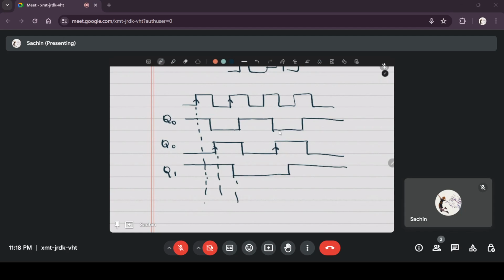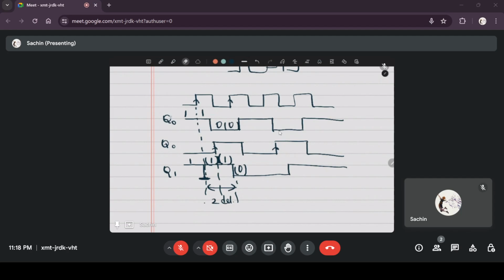So now this 1 1 was supposed to go to 0 0. In this portion it is 1 1 still. This portion it's 1 0. This portion it drops to 0 0. So it was supposed to go to 0 0 at this point itself. The total delay causes 2 times the delay of each flip-flop.